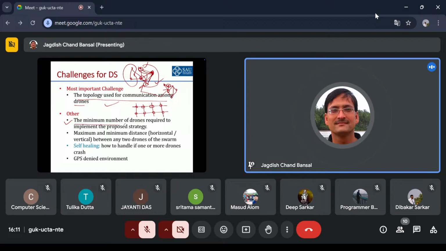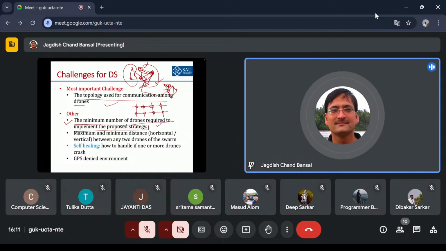Another point is the minimum number of drones required to implement the proposed strategy. Suppose you have a 1 by 1 kilometer area where you have to search something, and this object is, suppose, 1 by 1 meter large or 1 by 1 centimeter large, then accordingly the number of drones will change. So for that particular purpose, what is the minimum number of drones required? It is to be decided.